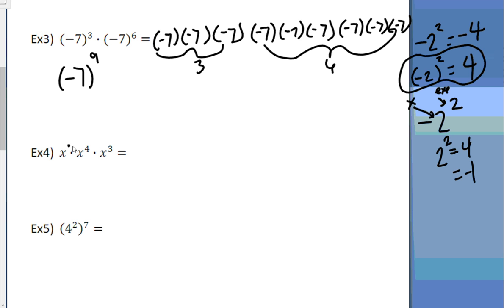Just like before, put the 1 there for the power. So I end up with x, that's my x to the first, times 4 more x's, 2, 3, 4, times 3 more x's, 1, 2, 3. Well, that's easy. How many x's do I have? 1, 2, 3, 4, 5, 6, 7, 8. X to the 8th. Easy.